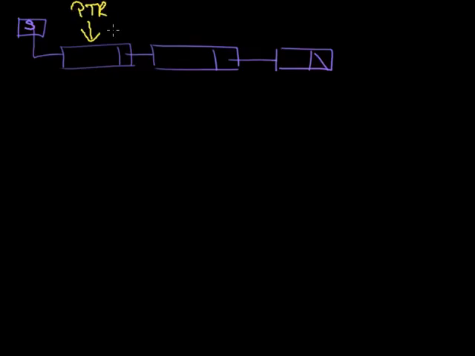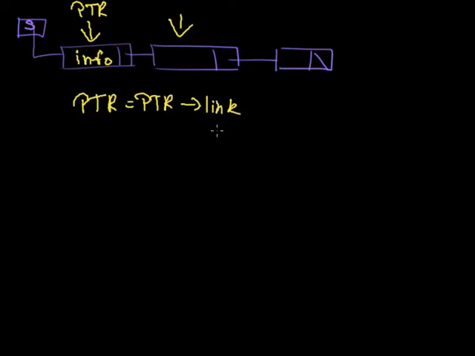Then we will scan whether this node which the ptr is pointing to is the last node or not. If the link part of ptr is not null, then we will print the info part and increment the pointer. Means we will increment the pointer to point to the next node. For pointing to the next node, we will simply write ptr equal to ptr dot link. So the ptr will increment.